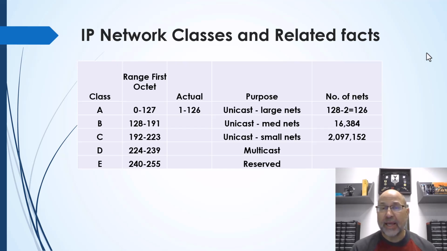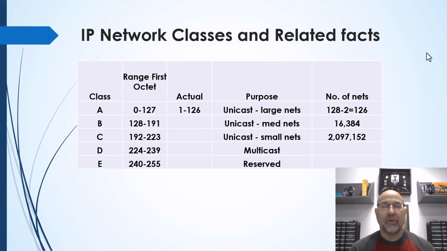Okay, so class A, all of those are going to be in the range of 0 to 127. But we'll see here that 0 and 127 are special. So the actual range of class A networks is 1 to 126. So anything beginning with a number that ranges from 1 to 126, you know it's a class A network.